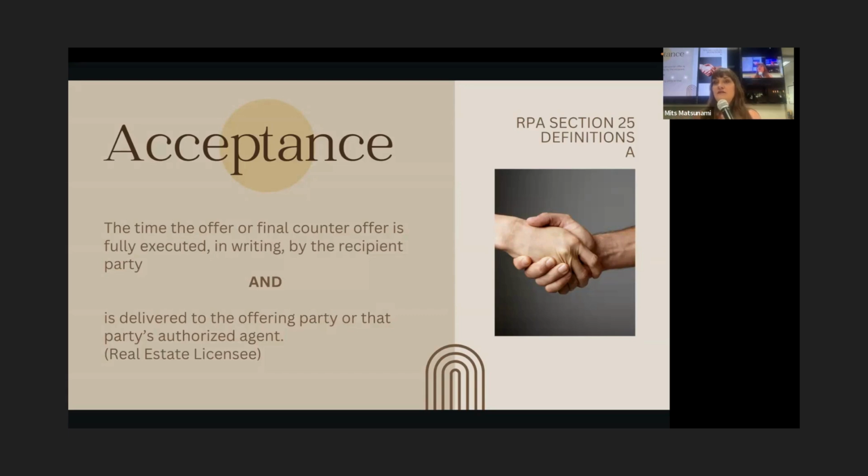This really would only get tricky if, let's say, it's signed on a Friday night and it's not delivered to the other party until Sunday. Technically, the acceptance date would be Sunday instead of when it was signed. As a TC, that's a little bit harder to figure out because we are looking at the date that it was accepted and fully executed, and we don't know when it was delivered back to the agent. So if you have a question about it, as a TC, you would talk to your agent about when it was delivered to get the actual date.